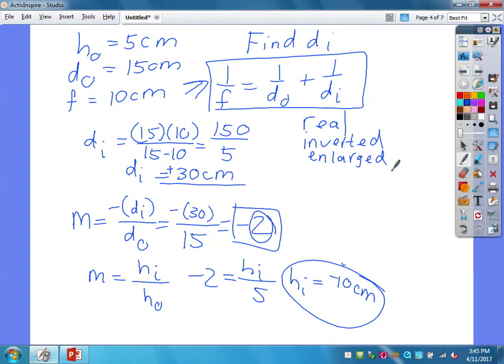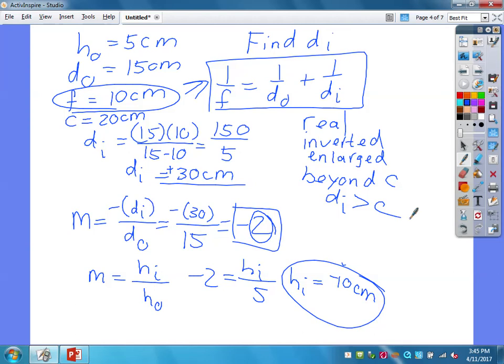And then the last thing to figure out really is, where is the image? Well, this is why it's important to know you have your focal point at 10 centimeters, your principal axis at 20, you're at 30, so you are beyond C, or image distance is greater than C. That would be fine. And that's what we would have expected.